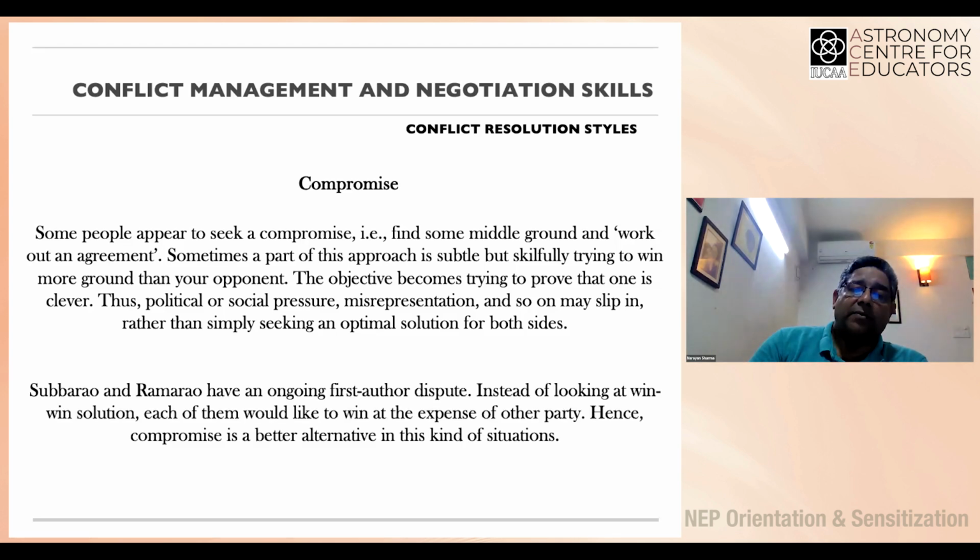So, here is an example. Subbarao and Ramarao have an ongoing first author dispute. Instead of looking for a win-win solution, each of them would like to win at the expense of the other party. Hence, compromise is a better alternative in this kind of situation. For example, if they sit together and discuss, they can probably say that both authors have contributed equally. Though the order of the authors may change, there are provisions for stating that both the first and second author have contributed.